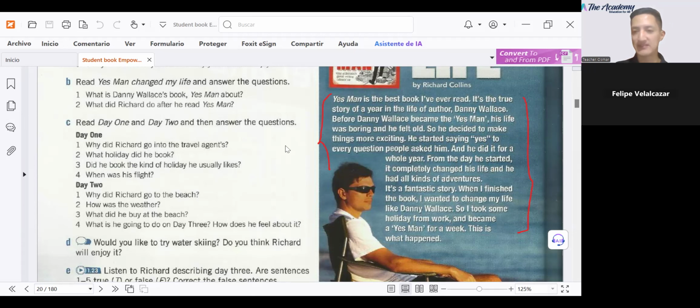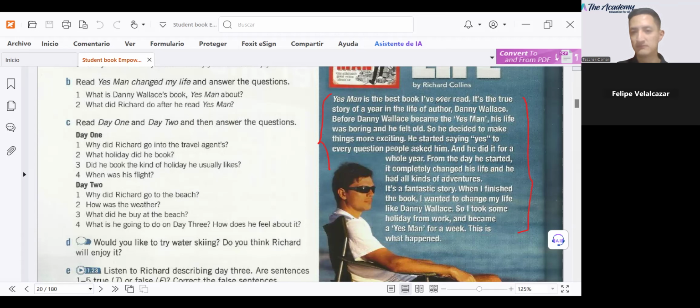It's a fantastic story. When I finished the book, I wanted to change my life like Danny Wallace. So I took some holiday from work and became the yes man for a week. This is what happened.